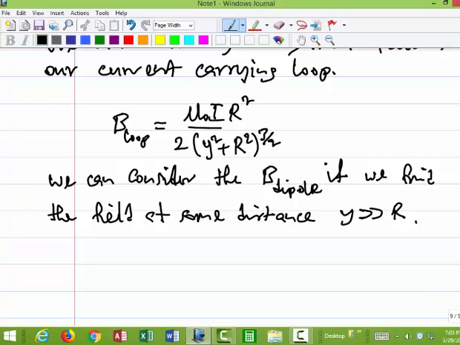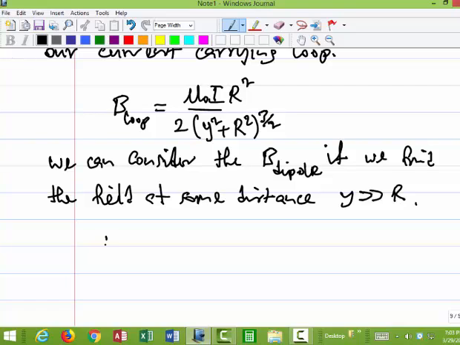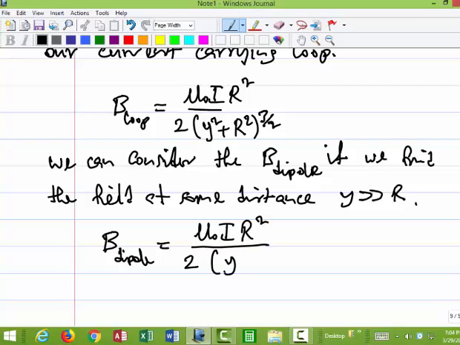So in this regard, the magnetic field of the dipole can be written as mu naught I r squared divided by 2. Since y is much greater than r, we shall just ignore the r at the bottom and put y squared to the power 3 over 2. Then we take that out of the square root and cube it. So we have mu naught I r squared over 2 y cubed.